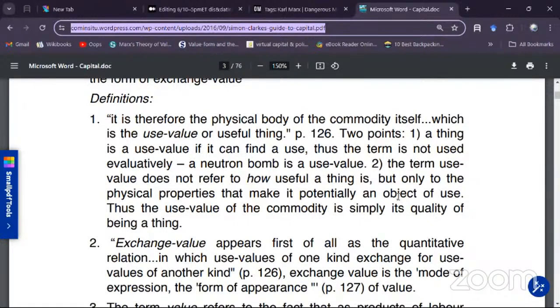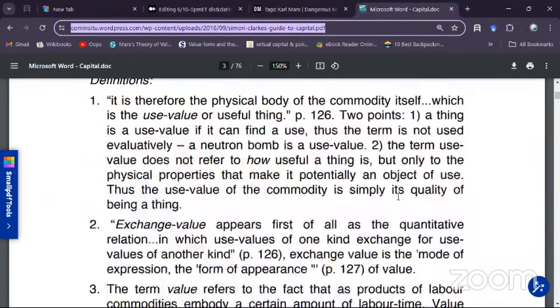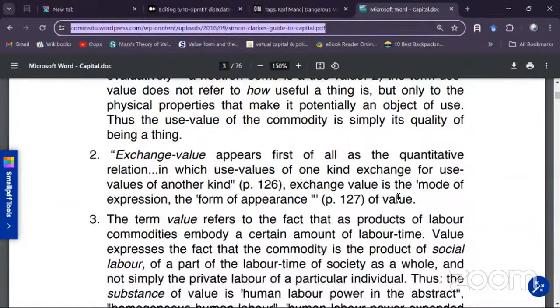Disarming it is a whole different question. Number two, exchange value appears, first of all, as the quantitative relation in which use values of one kind exchange for use values of another kind. So that's what happens at basic, but it has other elements, of course, in the exchange itself. And that's kind of what Marx is trying to get at, that there are these other things that happen in terms of constructing the big V value.